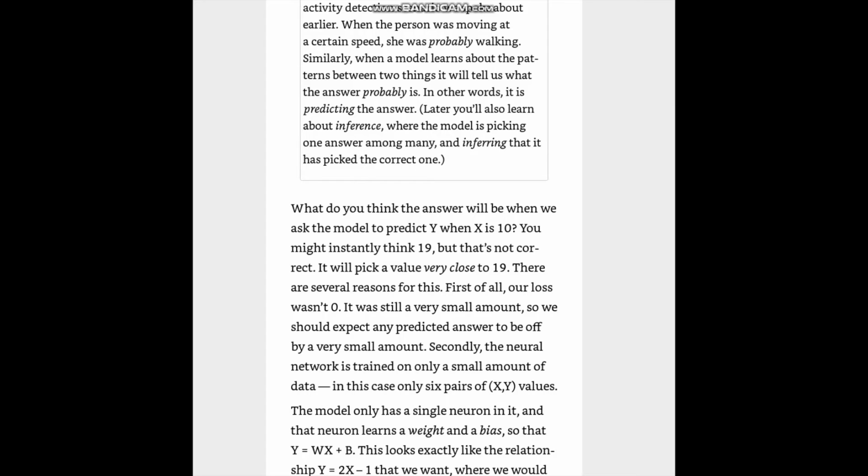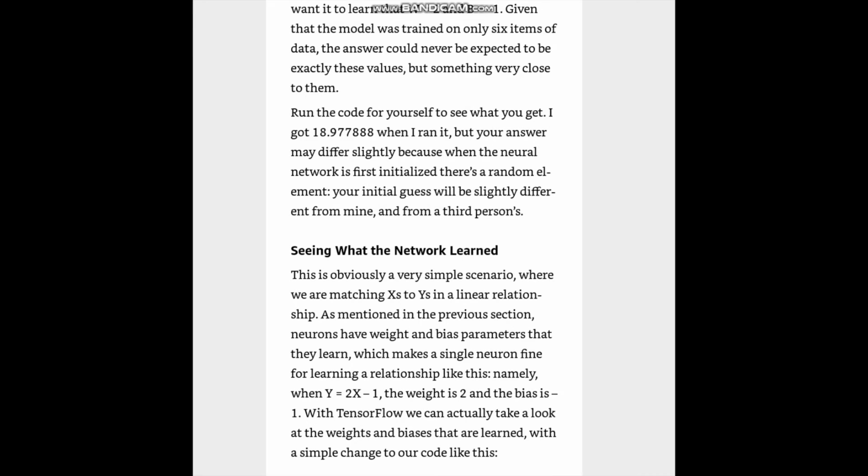The model only has a single neuron in it, and that neuron learns a weight and a bias so that y is wx plus b, where w was 2 and b was minus 1. This looks exactly like our equation y is 2x minus 1. Here we want to learn that the weight was 2 and the bias was minus 1. Given that the model was trained on only 6 items of data, the answer could never be expected to be exactly these values, but something very close to them. Run the code for yourself and you'll see what you get. The answer would be around 18.97, and we'll be running this code in a bit.